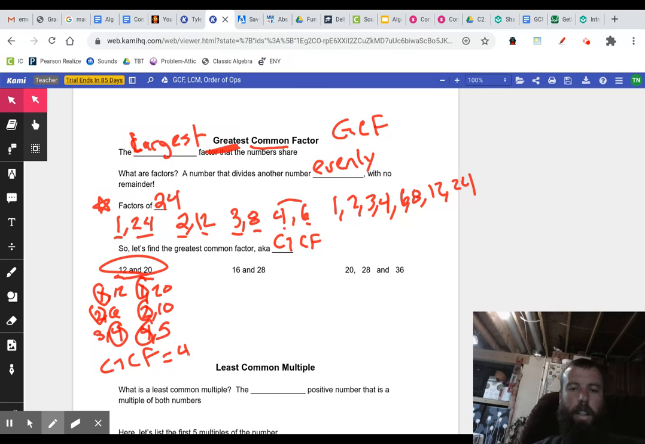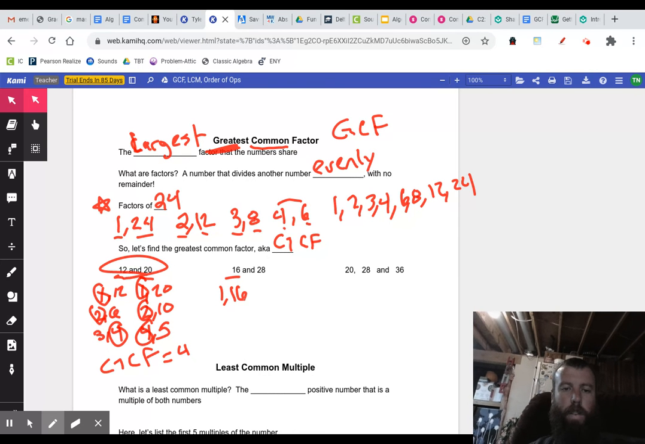All right, let's take a look at this next one. Greatest common factor of 16 and 28. Factors of 16, you're thinking 1 and 16. You can pause my video if you want to do these on your own. I highly encourage that, thinking for yourself instead of Mr. Neal thinking for you. We have 2 times 8, and is that it?